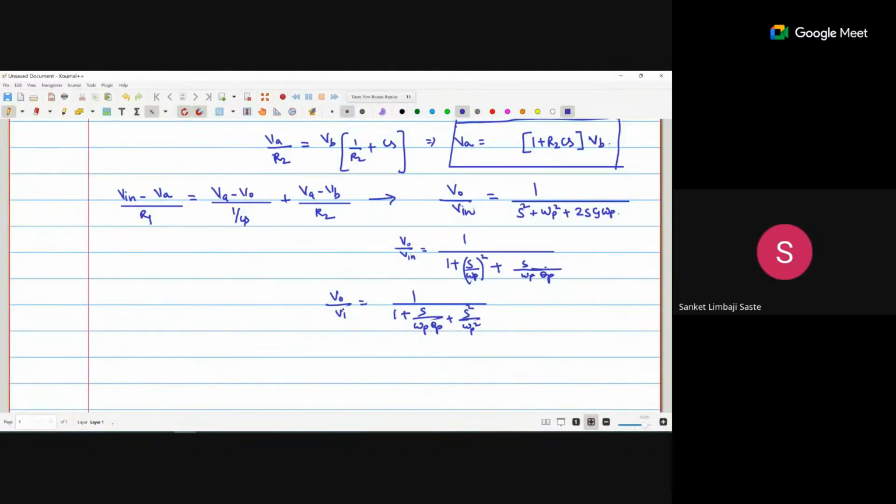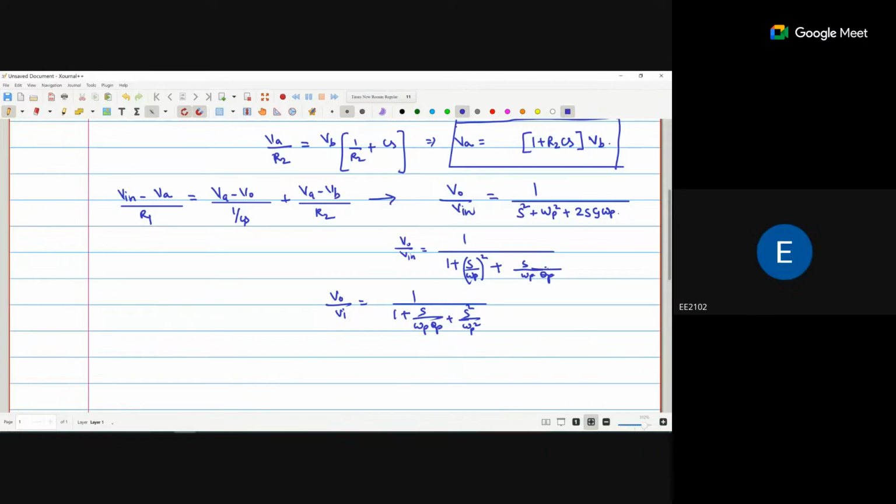There is a general equation for QP, so we can directly use it if you know the gains. Yeah, you can use that particularly. This is a second order quadratic equation. So how do you calculate the omega p and how do you calculate the QP? These are the coefficients of s square, so in terms of a and b, we can.